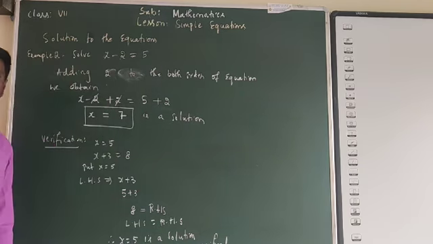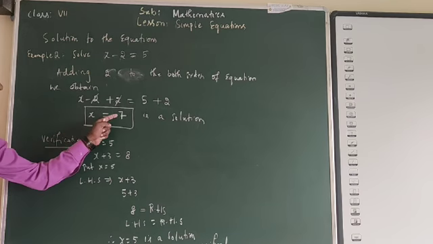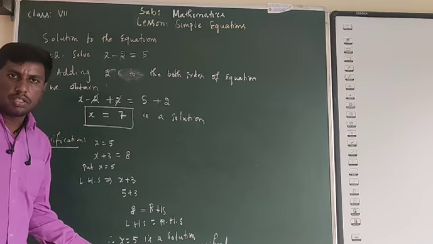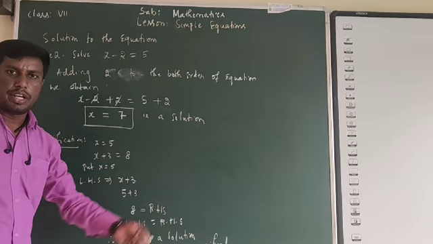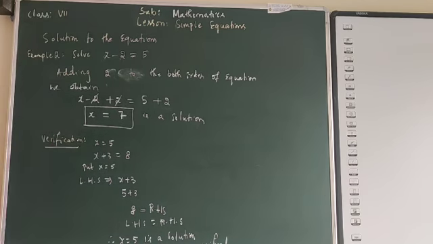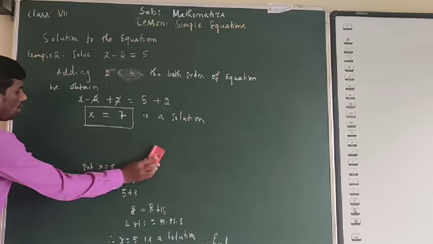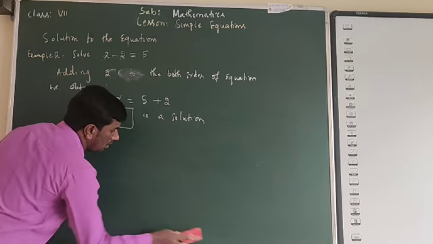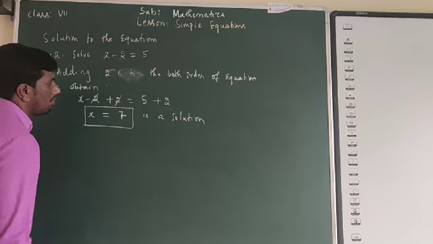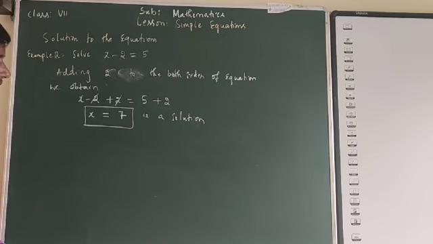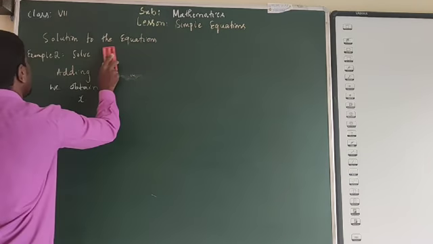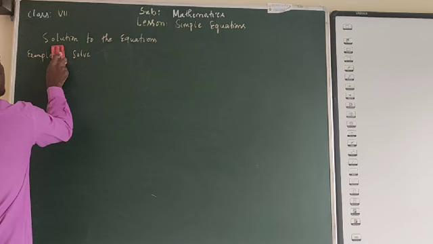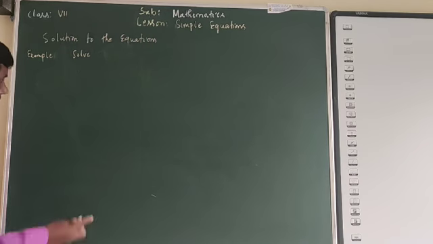7 is the solution, right? If I want to check this solution, you can verify it. You know how to verify that? You just substitute the value and verify it. Okay, so this is example 2. We'll go for example 3.